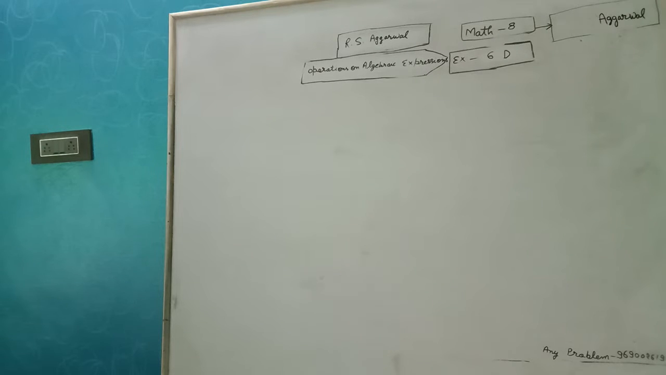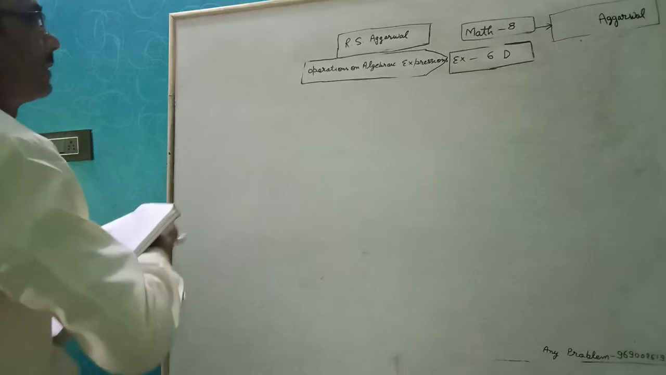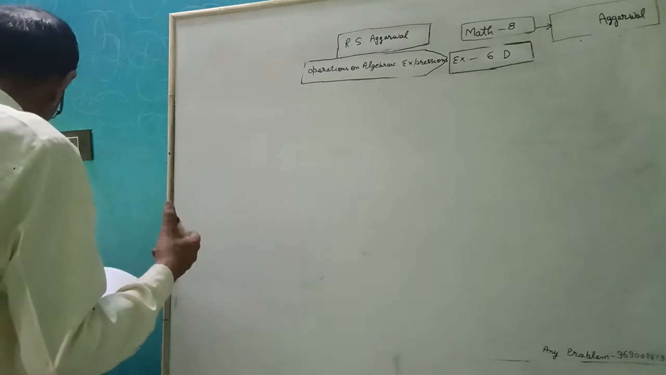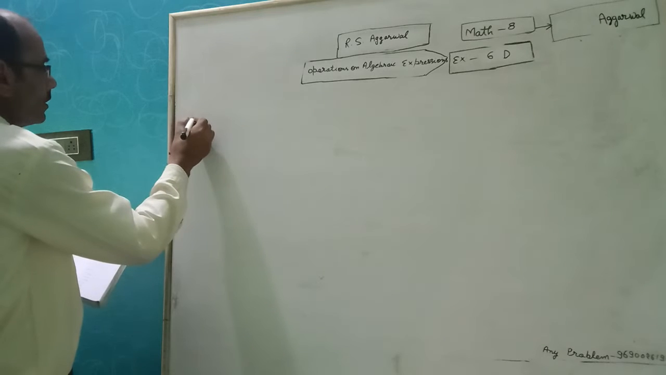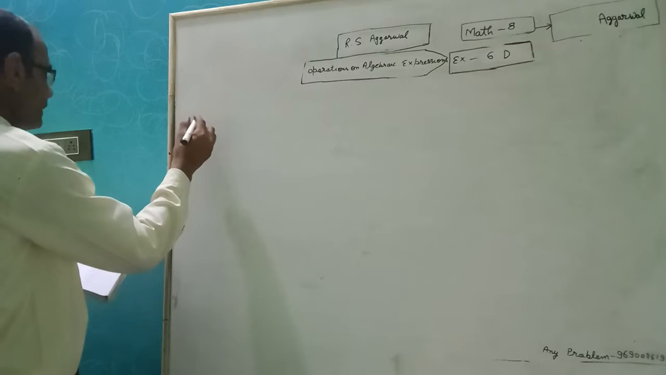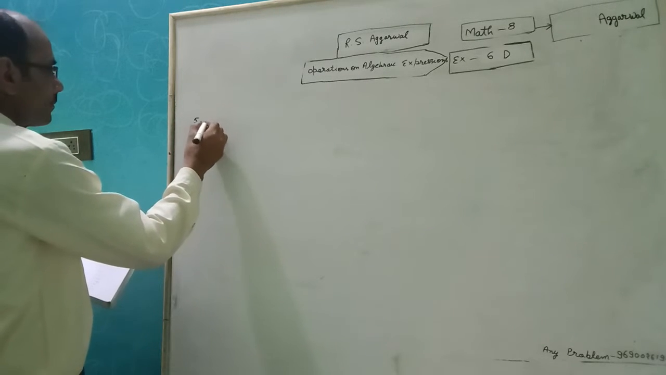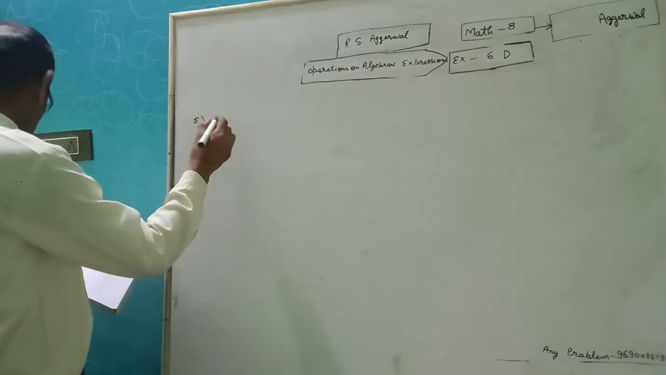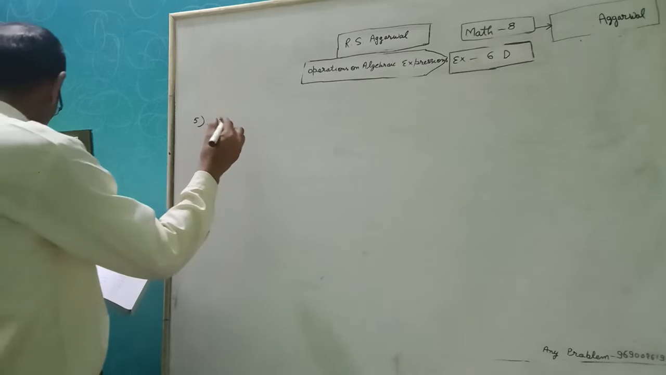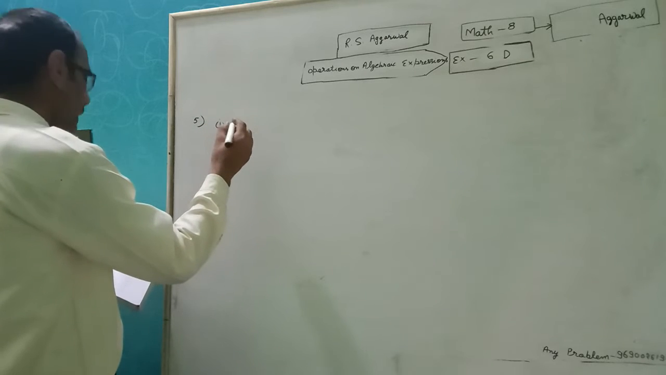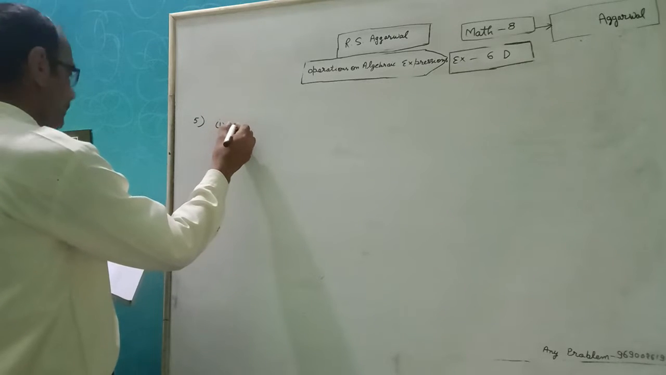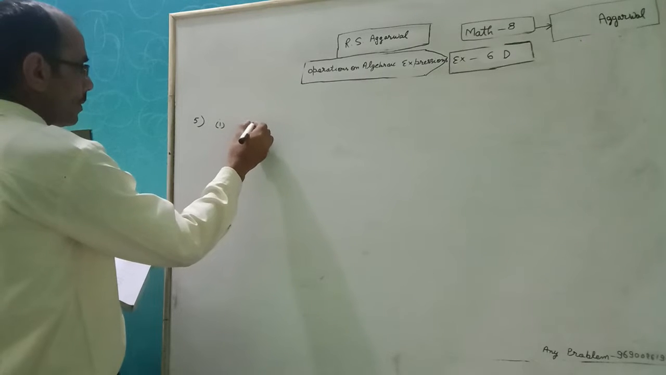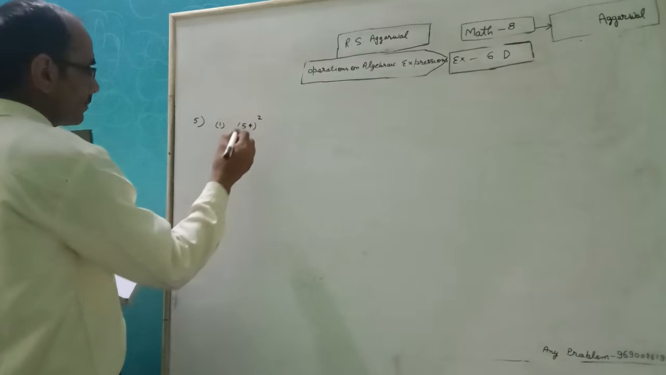8th class student, exercise 6D, question number 5. Question number 5, first part, using the formula of squaring. Find the value of 54 square.